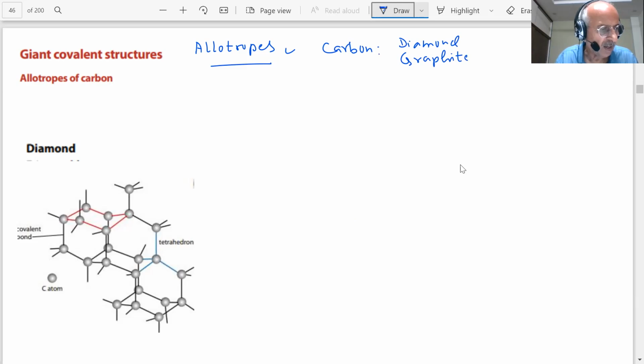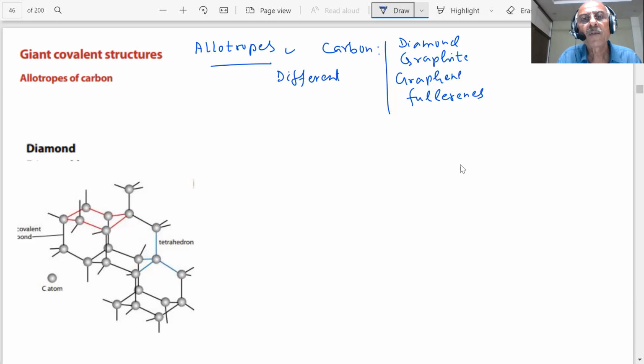For example, fullerene, which has 60 carbons. Graphene, fullerenes, these are all examples of this. What is the difference between them? They all contain carbon, but their structures are different. They are different forms of carbon. Why are they different forms of carbon? They have different structures.